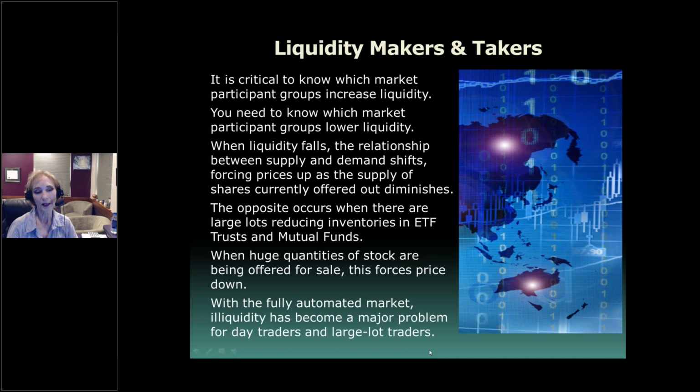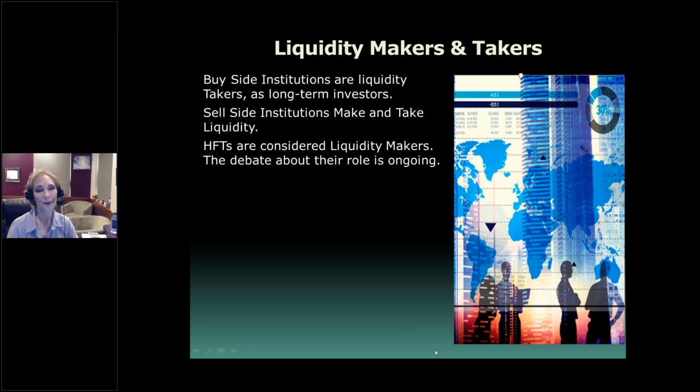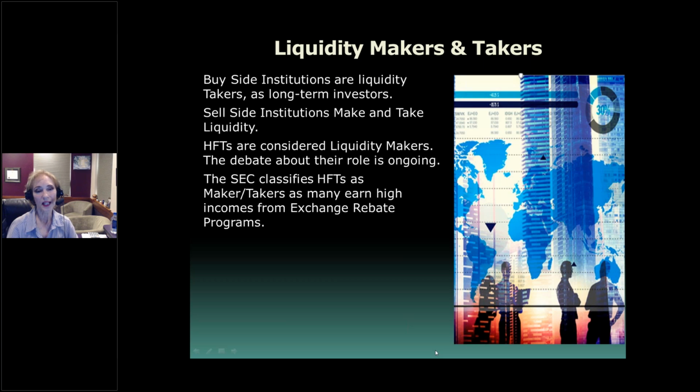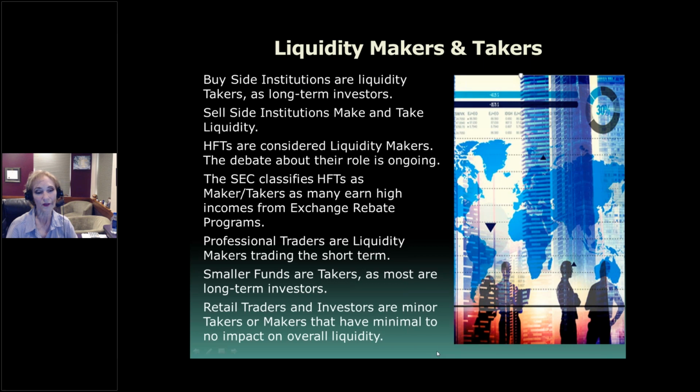With the fully automated market, illiquidity has become a major problem for day traders and large lot traders. It's a big problem. A lot of times during the day, there's a lot of illiquidity. Buy-side institutions are liquidity takers as long-term investors. Sell-side institutions make and take liquidity. HFTs are considered liquidity makers. The debate about their role is ongoing. The SEC classifies HFTs as maker-takers as many earn high incomes from exchange rebate programs to make liquidity. Professional traders are liquidity makers, trading on the short term. Small lot funds are takers, as most are long-term investors. Retail traders and investors are minor takers or makers that have minimal to no impact on overall liquidity.